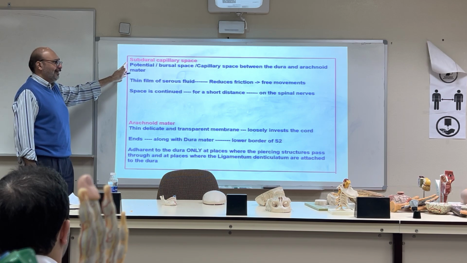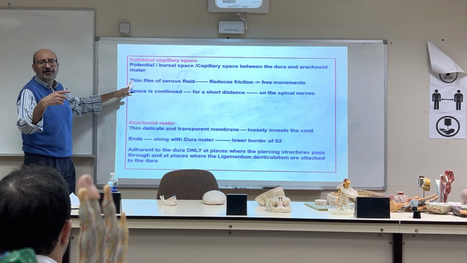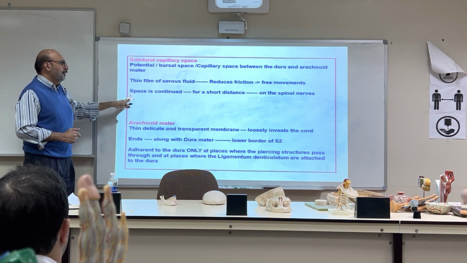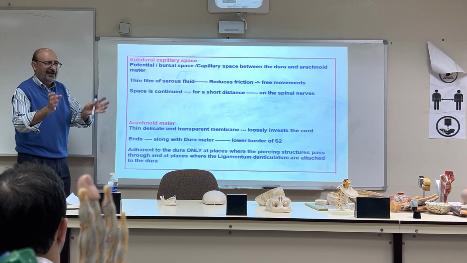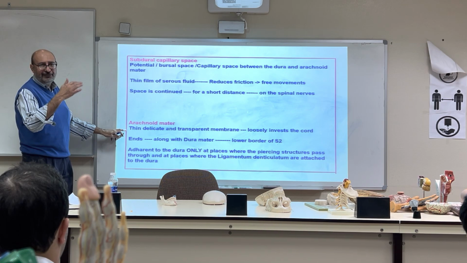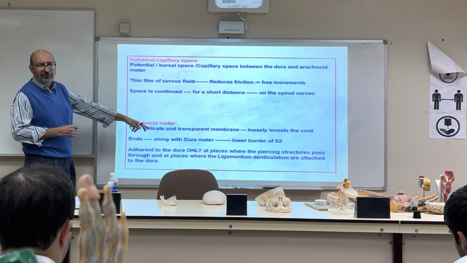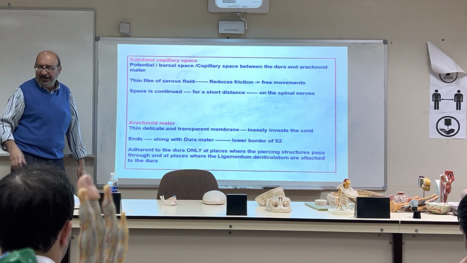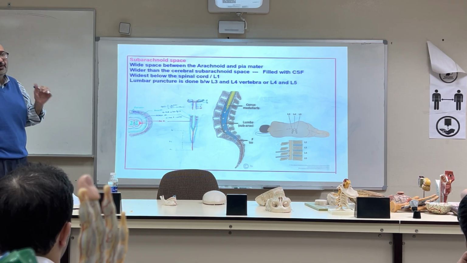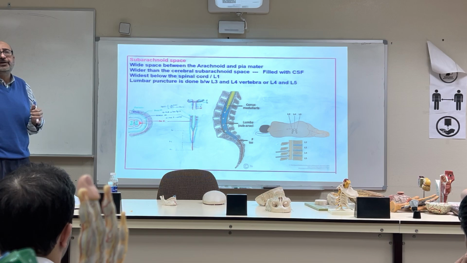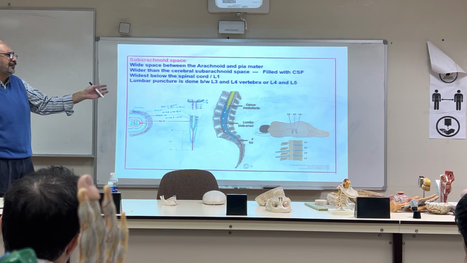The subarachnoid capillary potential space contains a thin fluid for free movement and to reduce friction. The space continues for a short distance on the spinal nerve, as I explained to you. Arachnoid mater is the second, transparent thin layer and ends along with the dura at S2. After that, it contains the subarachnoid space, which is a suitable place, after the conus medullaris finishes at L1 level in adults, for a lumbar puncture. You know all the sites.